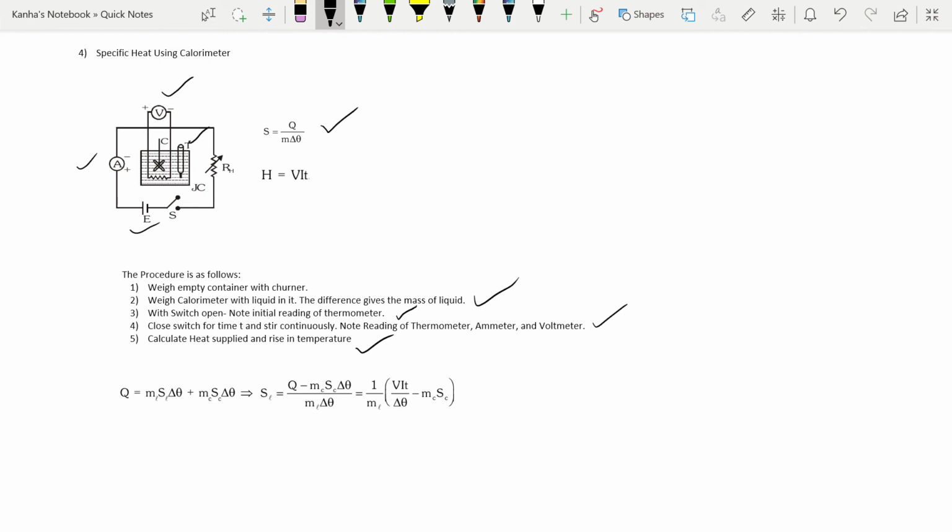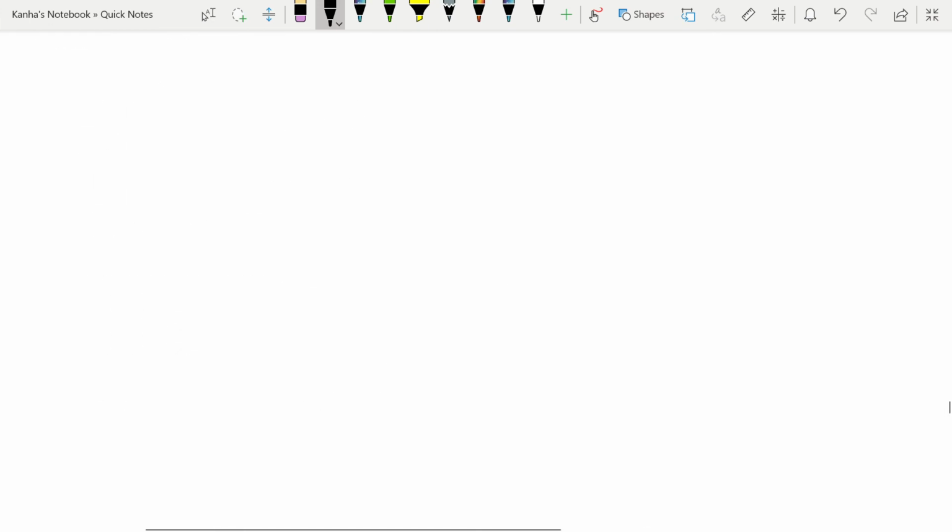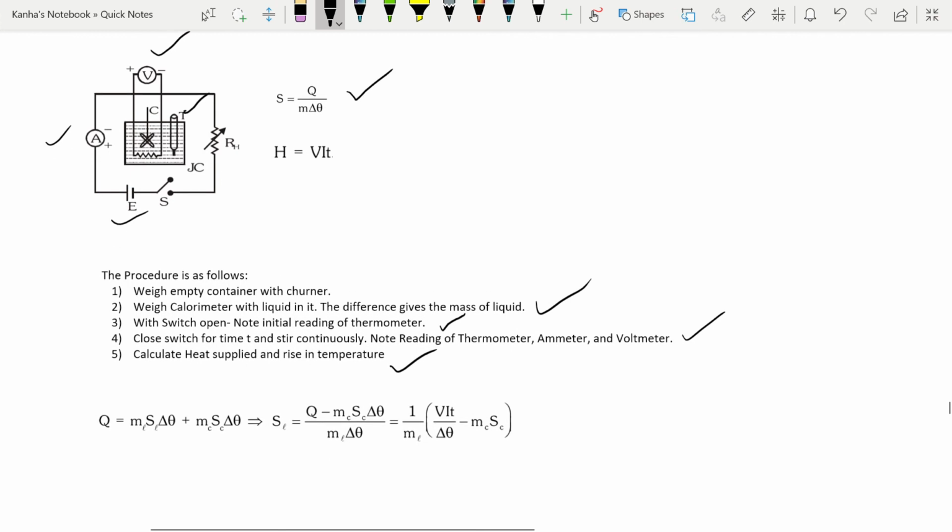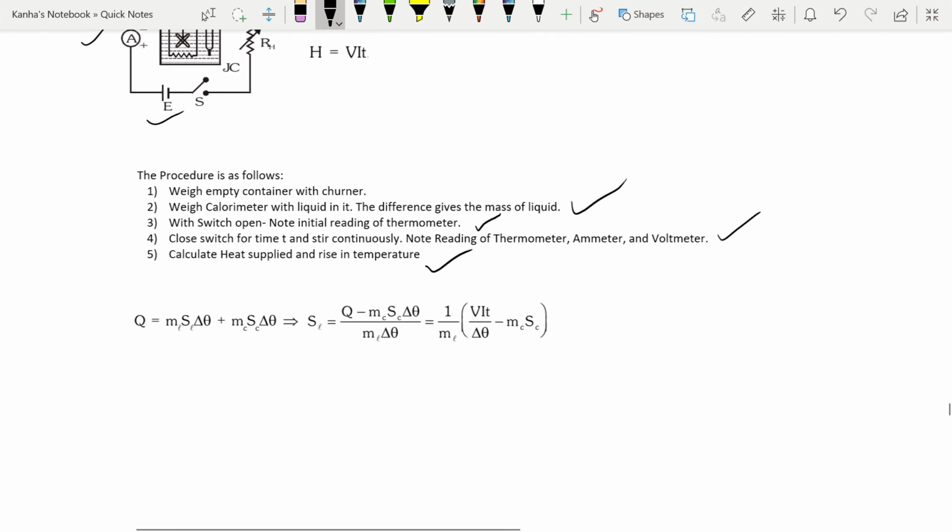So to do that, the equation in this system is nothing fancy. It's given right here. It is the mass of calorimeter into specific heat of calorimeter into delta theta plus mass of liquid. This is for liquid. This is for calorimeter. You just add these two.